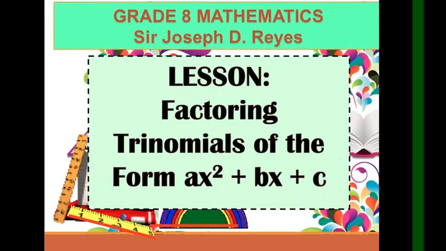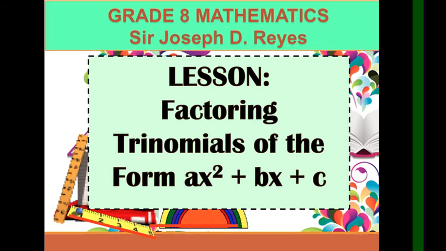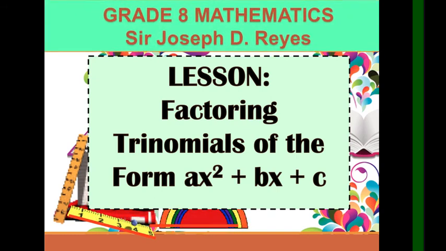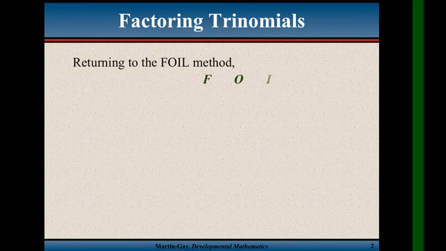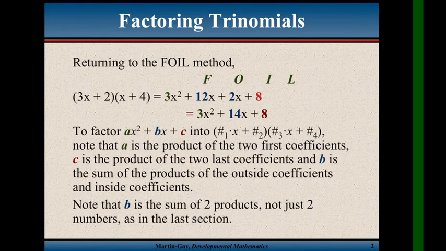Good day everyone. Our topic for today is all about factoring trinomials of the form ax squared plus bx plus c. Returning to the FOIL method, so we have 3x plus 2 and x plus 4. Here we will multiply 3x times x, and that is 3x squared, and 2 times 4, that is equal to 8. 2 times x, that's 2x, and 3x times 4, that is 12x.